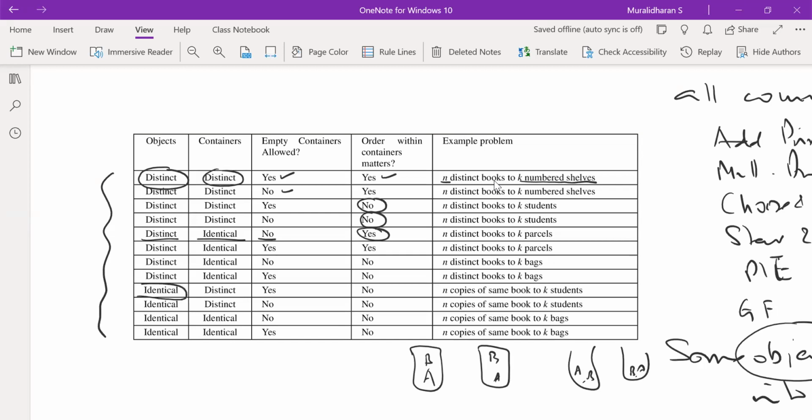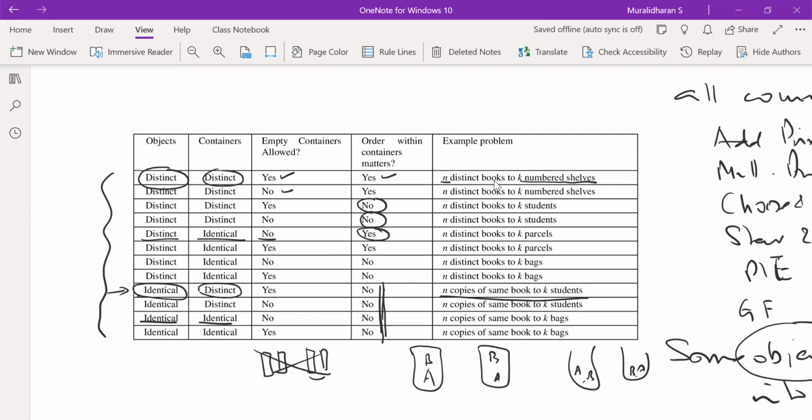And suppose the objects are identical and the containers are distinct, like n copies of the same book to k students. Whether I have to give at least one book to each student or not, depending on that, I can have two more cases. The last cases are where the containers are identical too, and of course here the order doesn't matter at all, because the books are identical, so what does order mean? So this is always no. There can't be yes here, because the objects are identical. It will look the same even if I reverse the order. So that doesn't matter at all.